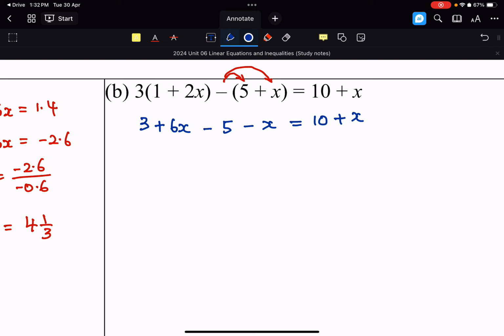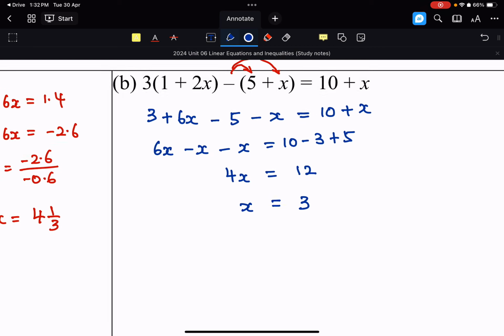Right? So rearranging it, 6x minus x equals 10 minus 3 plus 5. We have 4x equals 12. X equals 3. There we go. Okay. So with this, I hope it's successful.